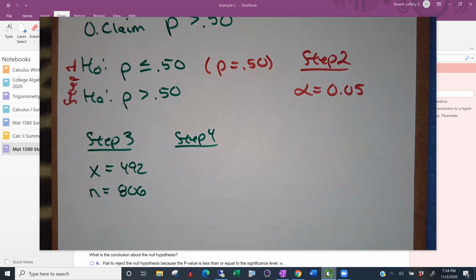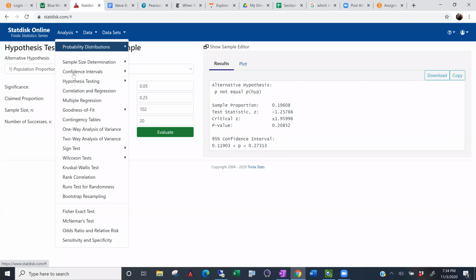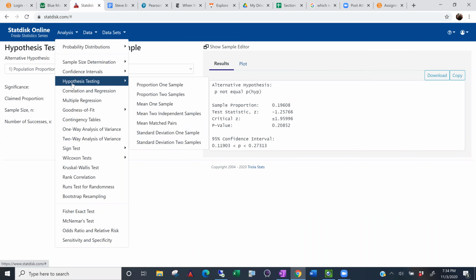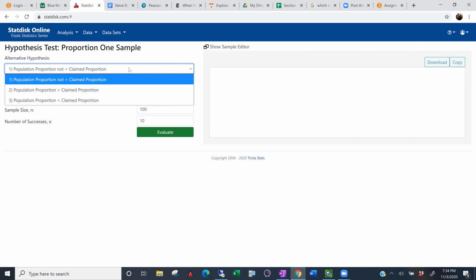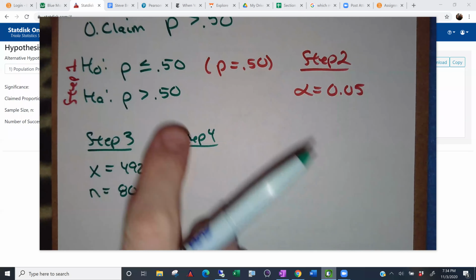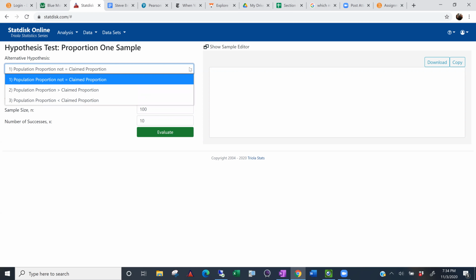Let's put those into StatCrunch. As one last reminder, go to Analysis, then click Hypothesis Testing, Proportion 1 Sample. Let's adjust our alternative hypothesis first if we need to. Which of these three matches this alternative hypothesis? So let me open that up again. Do I want 1, 2, or 3?